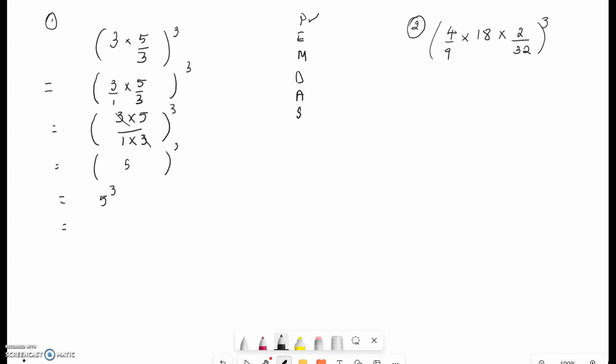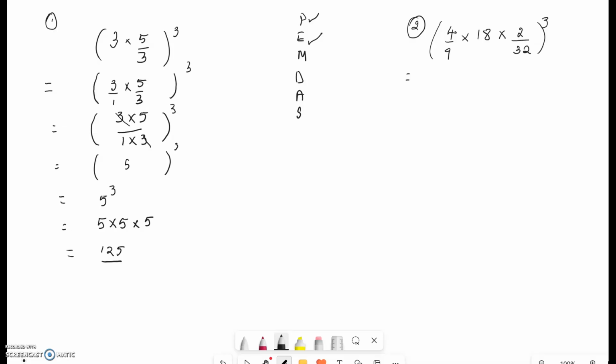And finally, we go to the next step. Now that we are done with parentheses, we go to the next step, which is exponentiation. What is 5 cubed? It's 5 times 5 times 5, and that is equal to 125. That's our final answer. And the next one is very similar to that.